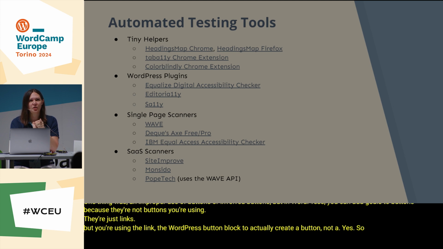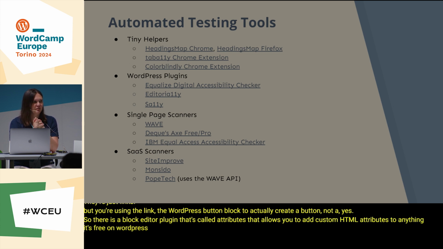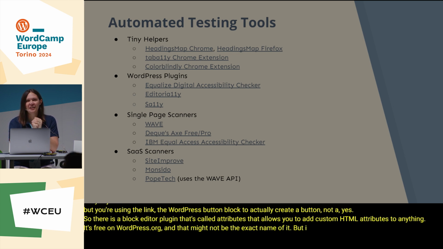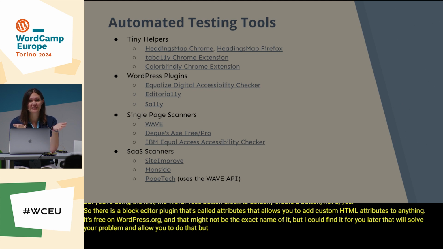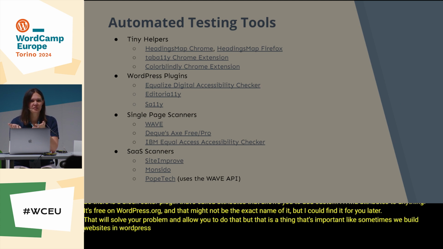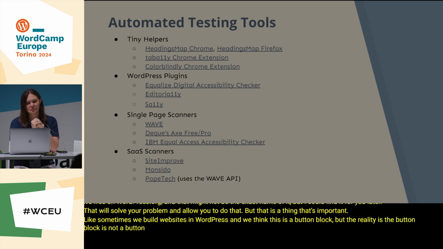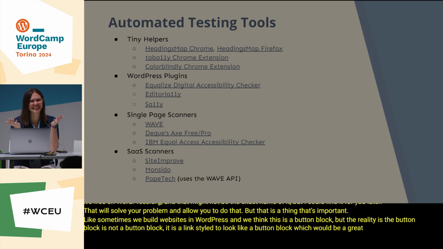So there is a block editor plugin called Attributes that allows you to add custom HTML attributes to anything. It's free on WordPress.org, and that might not be the exact name of it, but I could find it for you later. That will solve your problem and allow you to do that. But that is important. Sometimes we build websites in WordPress and we think this is a button block, but the reality is the button block is not a button block. It is a link styled to look like a button, which would be a great name for it.